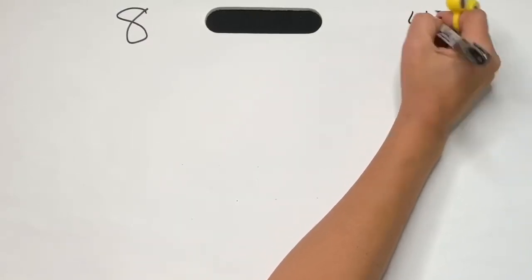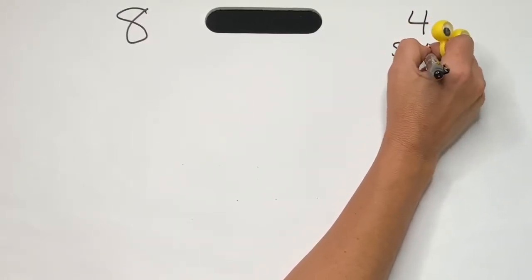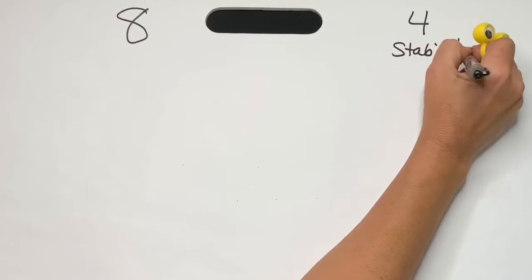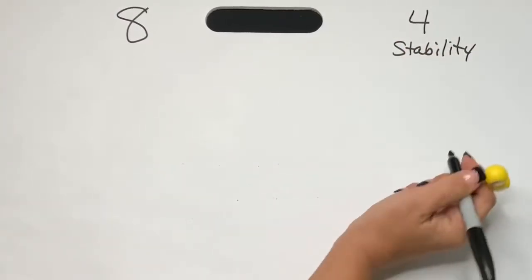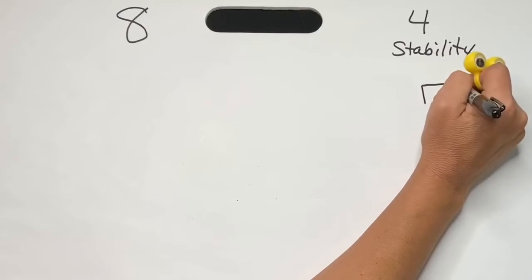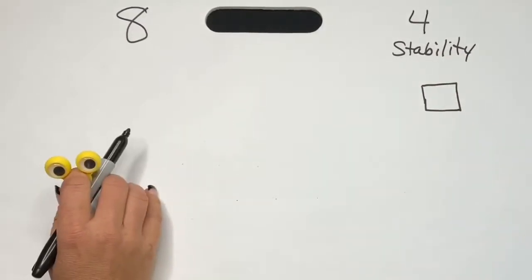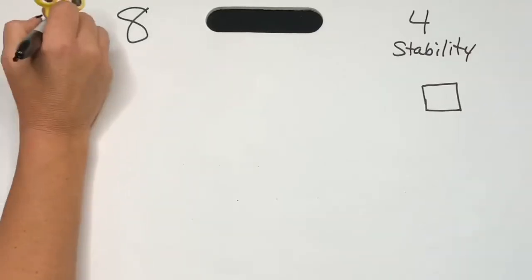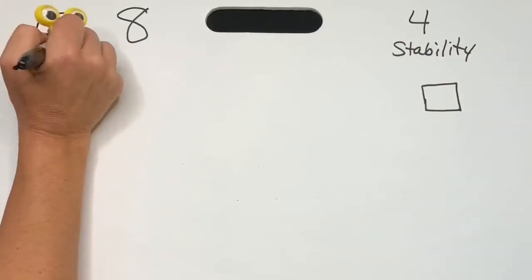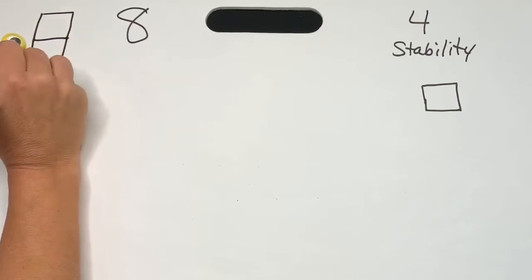So the universal year number is 4, which is stability. And the reason for stability is because in geometry, when you get the 4, you get to a square. And the square is a very stable number. Well, when you get to an 8, you've got a double square. You've got twice as much stability.